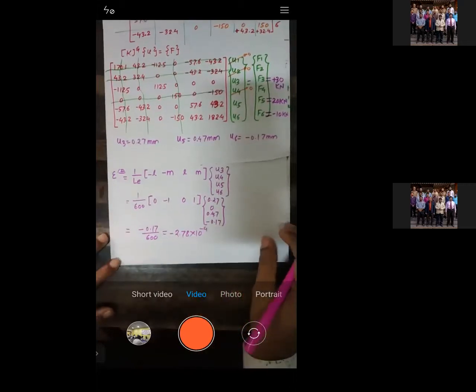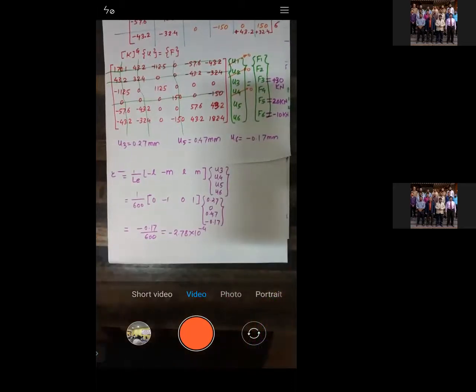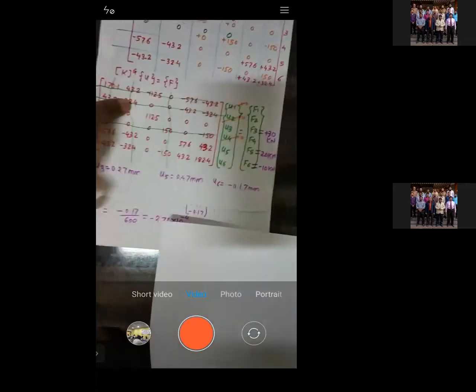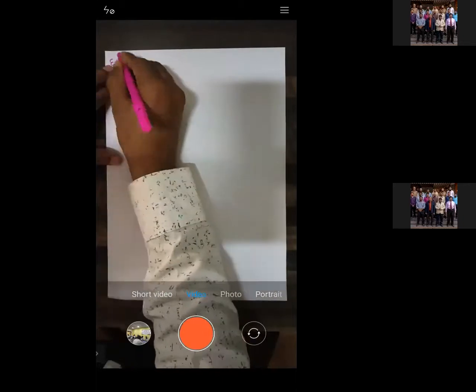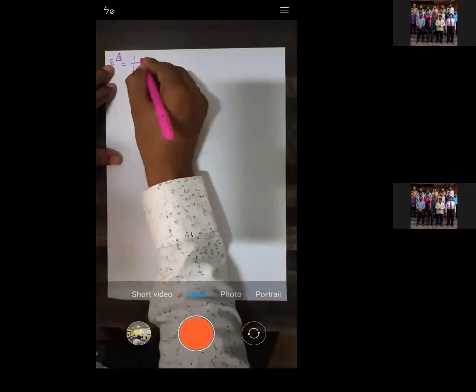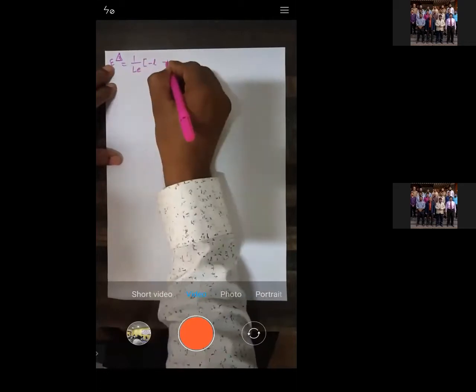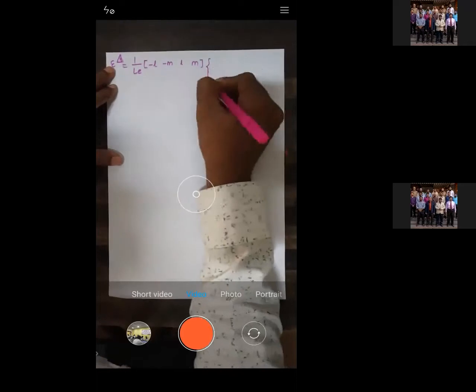Right? So this is the strain induced in element number 2. Now let us calculate, on the similar lines, the strain induced in element number 3. The strain induced in element number 3 is given by 1 by L_e again, minus L, minus M, L, M. Now we need to write down the displacement.